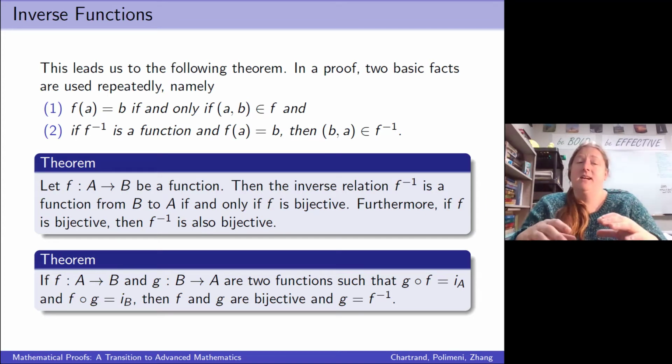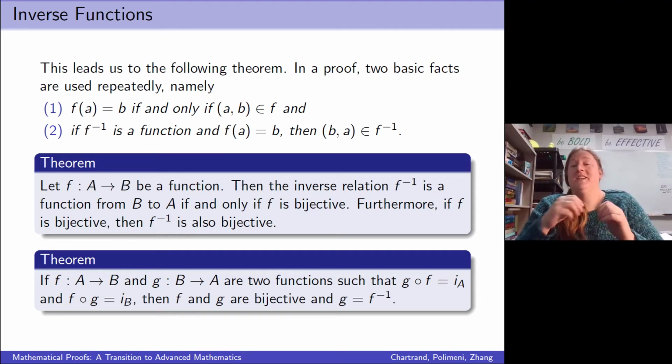So we're going to use that idea along with the idea that f(a) equals b if and only if the ordered pair (a, b) is a part of the relation that is my function f, and if f inverse is a function and f(a) equals b, then the ordered pair (b, a) is in the inverse relation f inverse. So the ideas that we had generated previously along with these two give us basically this theorem that we have the idea of a proof already done for, where we let f be a function from A to B, then the inverse relation f inverse is a function from B to A if and only if f is bijective. Furthermore, if f is bijective, then f inverse is also bijective.